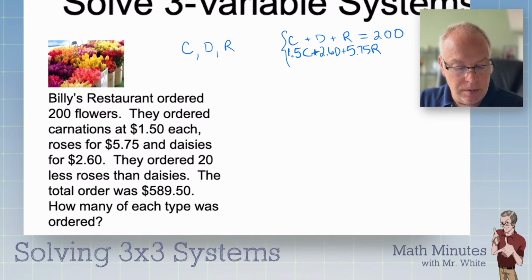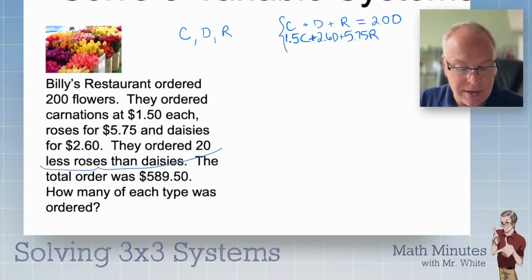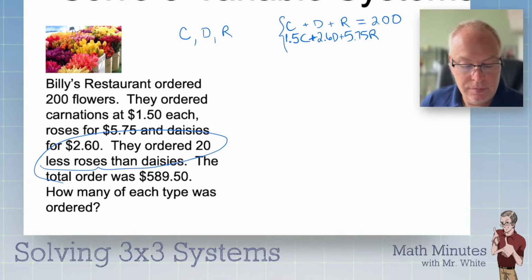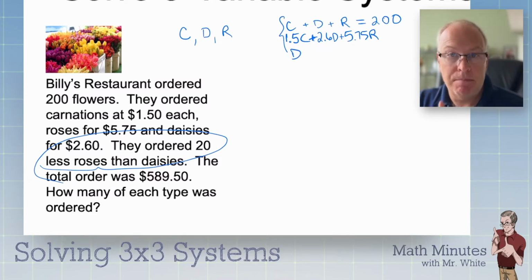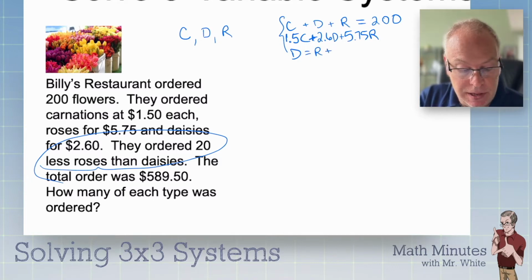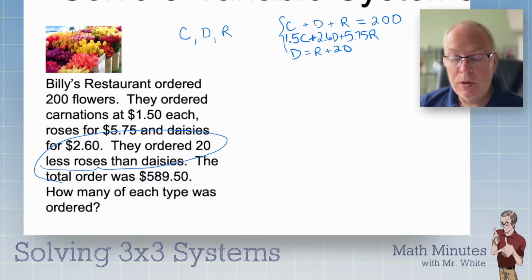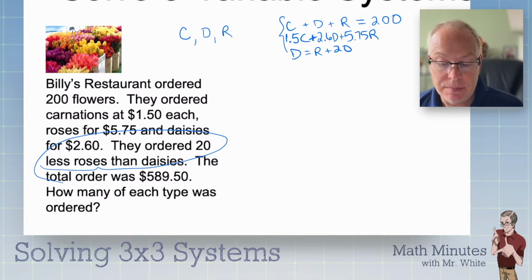Now, what's the third one? It was this one where I said, hey, that sounds like a clue. They ordered 20 less roses than daisies. So which one's bigger? That's sometimes what I ask myself. Daisies are more. So daisies is the number of roses plus 20. Or you could write it differently. You could say R equals D minus 20. That works also. Okay, so then we would go through and we would solve that system.